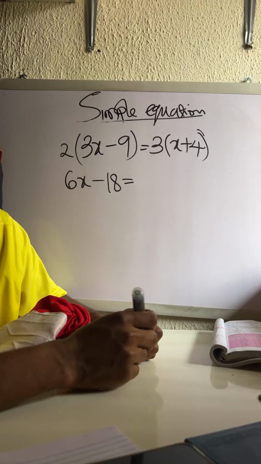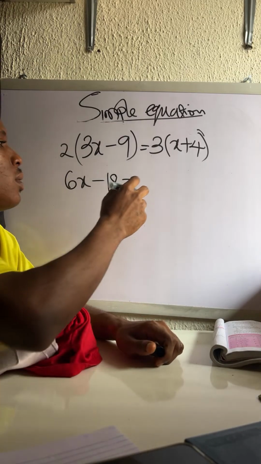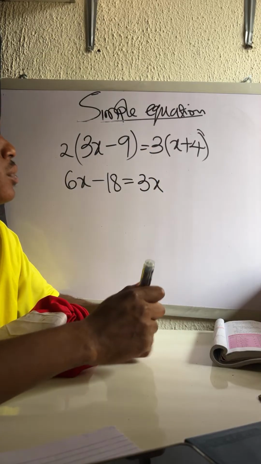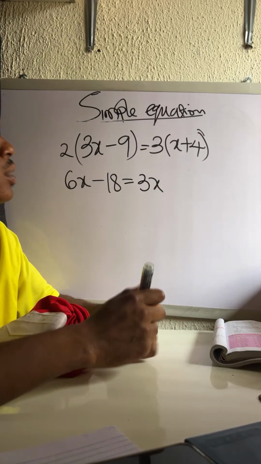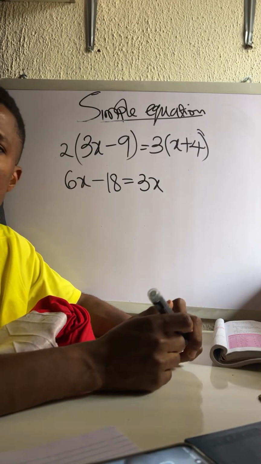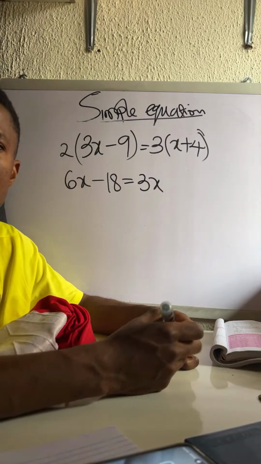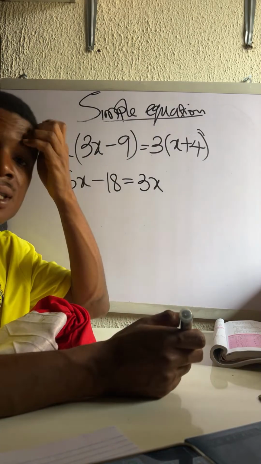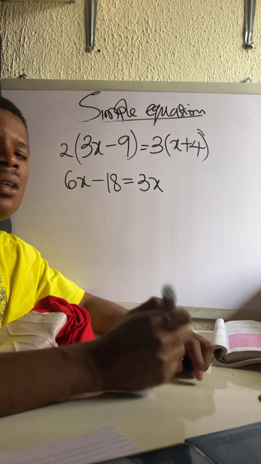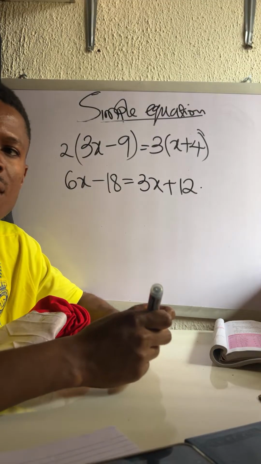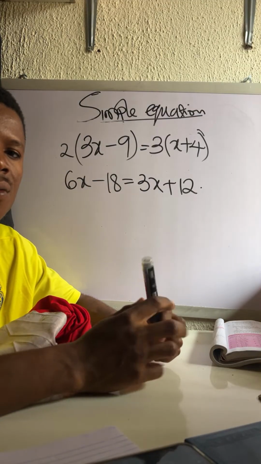3 times x is 3x. Then the next one is 4. What's 3 times 4? Please, let's be commenting, okay? 3 times 4 is 12. Okay, so we have 12.